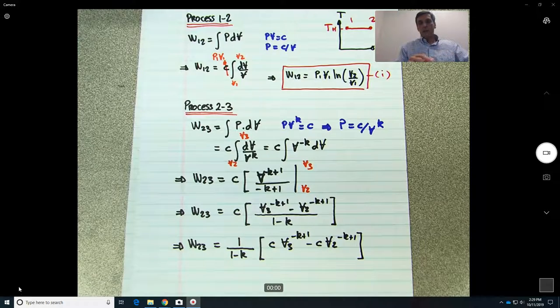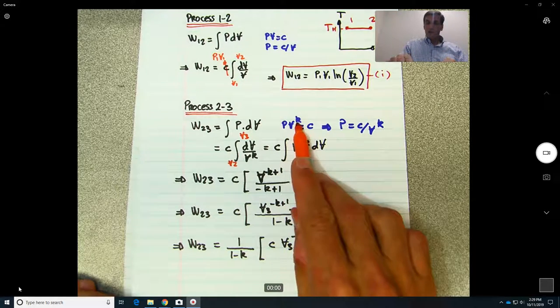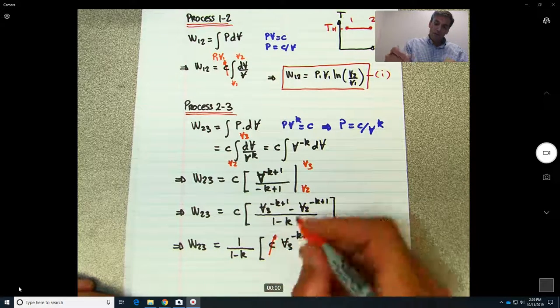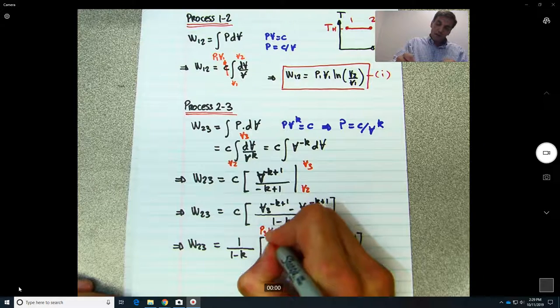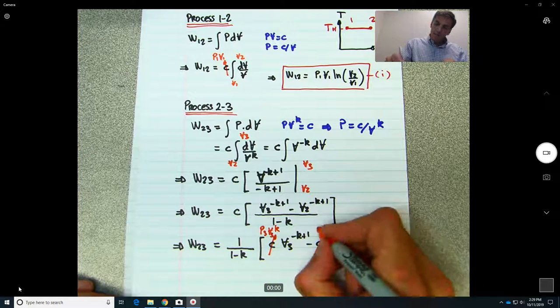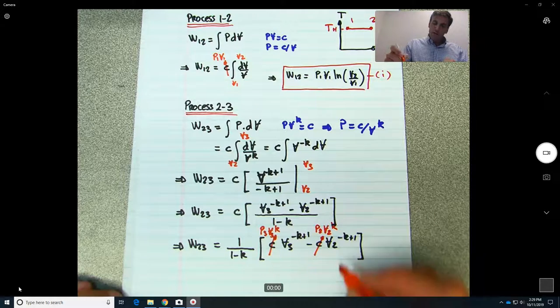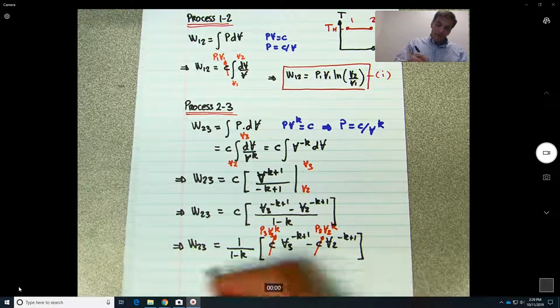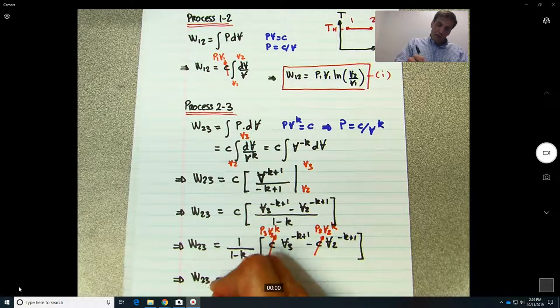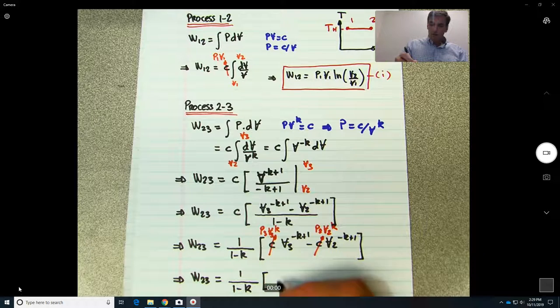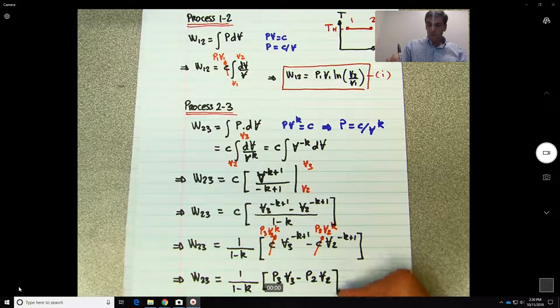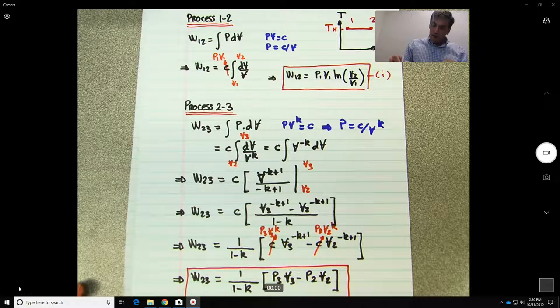Okay, so here you need to be careful because what do we know? PV^k equals constant. So we can here use, for example, C equal to P3 V3^k, and this one will be equal to P2 V2^k. So after we simplify, we get that work 2, 3 will be equal to 1 over (1 minus k) times (P3 V3 minus P2 V2). So this will be our equation 2.